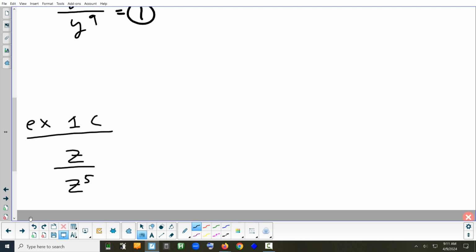Let's look at 1C. What's my exponent on the z in the top? Because they didn't write it. 1. It's a 1. Okay, where do we have more z's right now? In the top or the bottom? Bottom. Then that means my final answer needs to go in the bottom of the fraction. So make a fraction bar, and you're going to write your answer in the bottom. What's my base? Z.